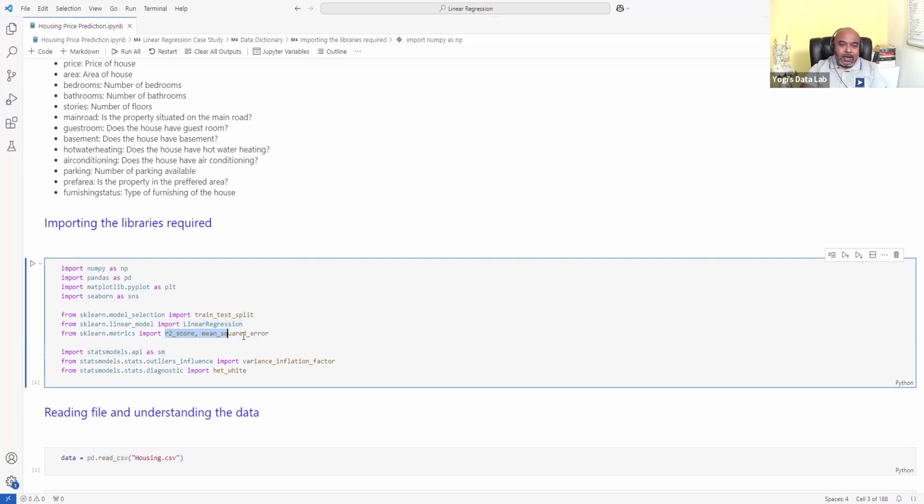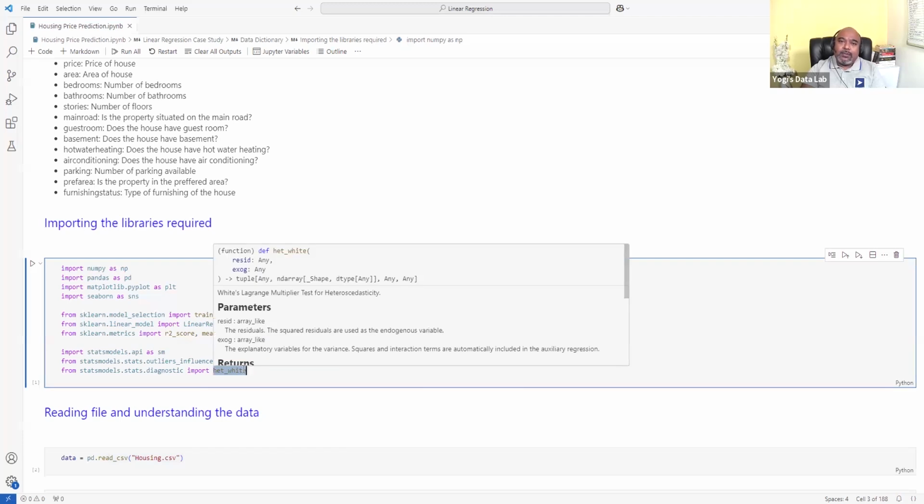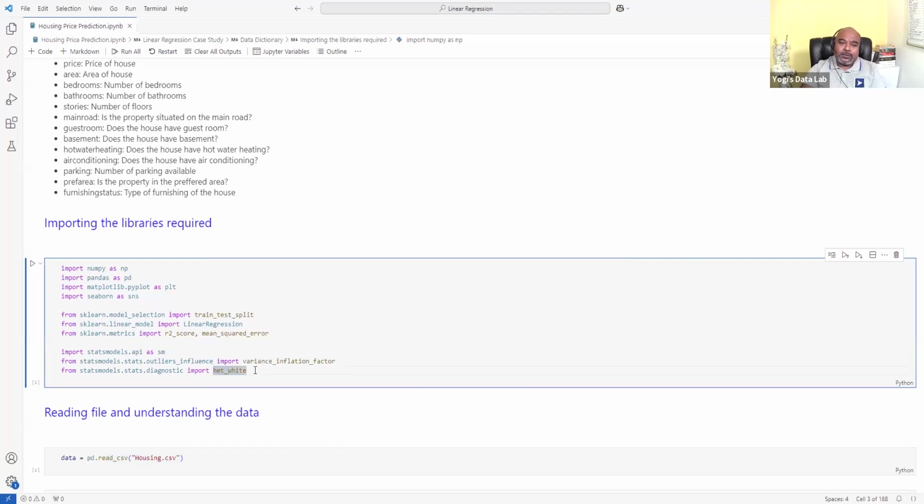I'm importing the metrics R square and mean squared error over here. I'm using variance inflation factor and het white. Variance inflation factor will be used to remove multicollinearity, and this het white will be used to do the test of homoscedasticity, which is one of the assumptions of linear regression.